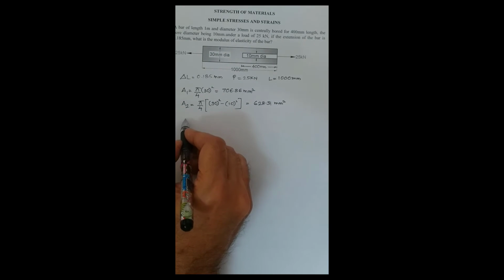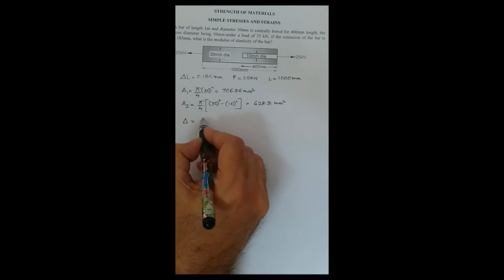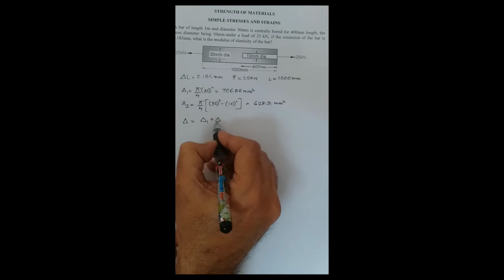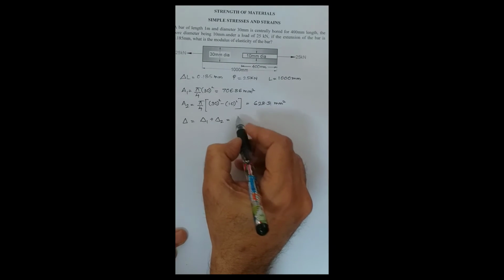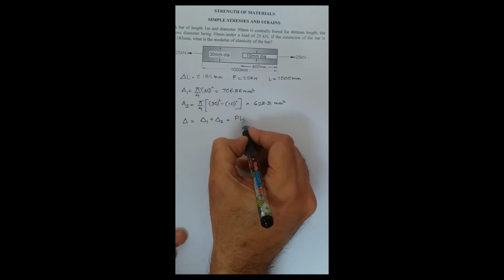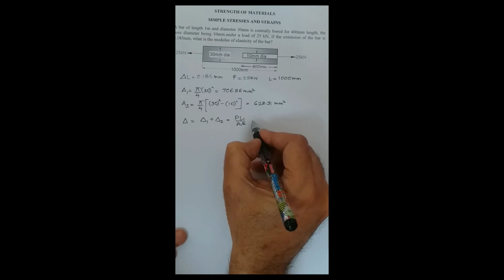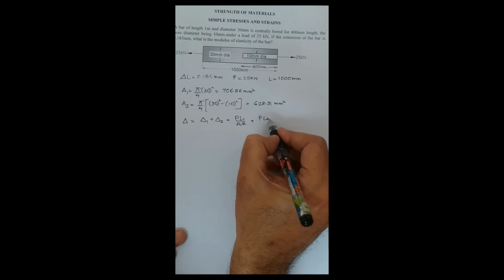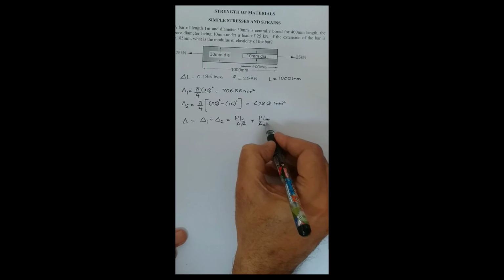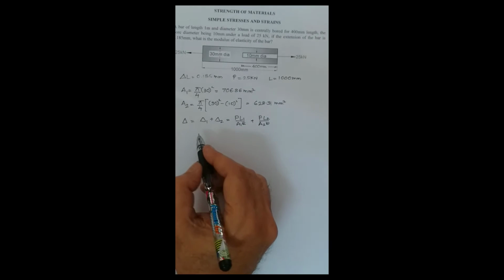Now total extension is equal to extension in part 1 plus extension in part 2. So that will be equal to PL1 by A1 E plus PL2 by A2 E. Both the materials are the same, so Young's modulus is E. So this is equated to 0.185 millimeter.